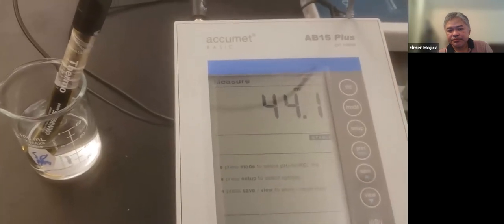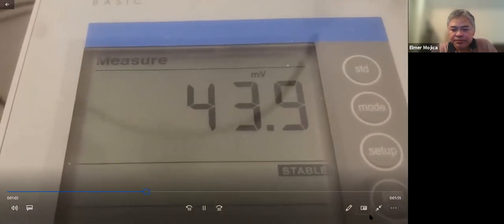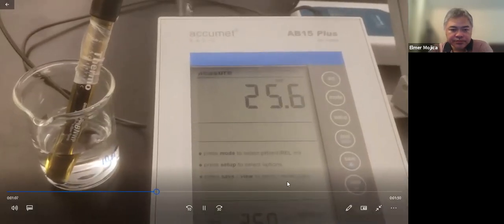From the 85.5 for 1 ppm, we now have 5 ppm. As you're going to look at here, the stable sign is already coming out, so it's 43.9. From the 43.9 reading of the 5 ppm, we now go to 10 ppm. The stability is much faster because you have a much higher concentration.